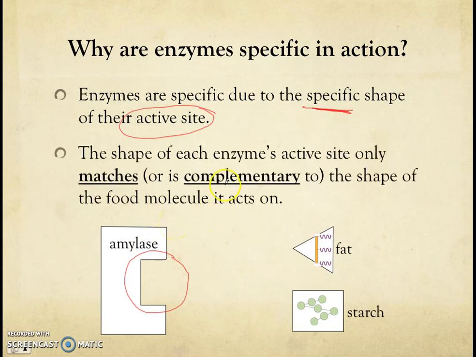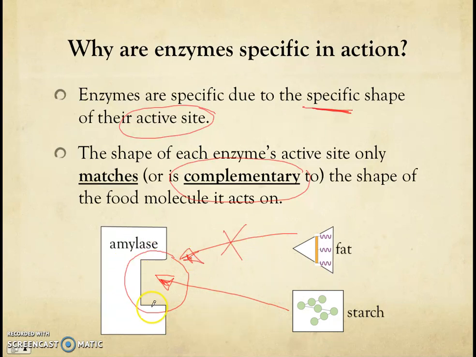Because the shape of every enzyme's active site only matches the shape of the food molecule that it acts on. Or if I say it differently, the shape of each enzyme's active site is complementary to the shape of the food molecule it acts on. So the shape of amylase's active site is complementary to the shape of starch. The shape of the active site of amylase matches the shape of starch, but it does not match the shape of fat. Alright, and that is why amylase can only act on starch and not fat. That is why amylase is specific in action.